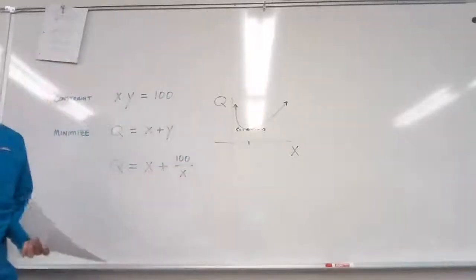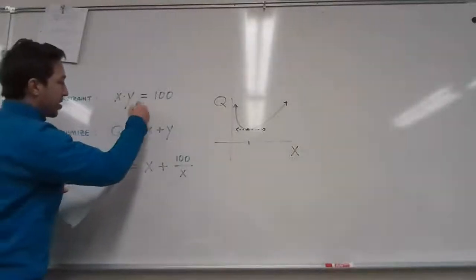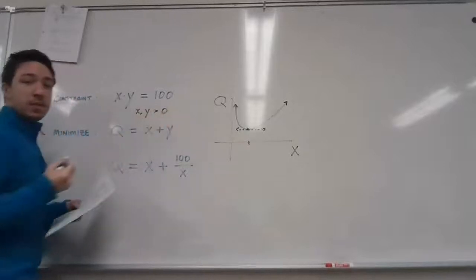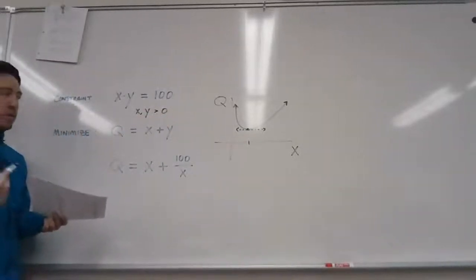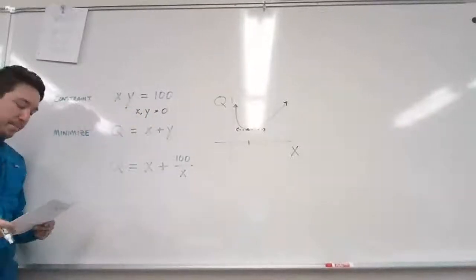But there's a thing. Can x be negative? Yeah. The constraint, really, if I want to get technical, also says that x and y are both positive numbers. So if you're being very thorough and complete, you'd include that as part of your constraint, okay?